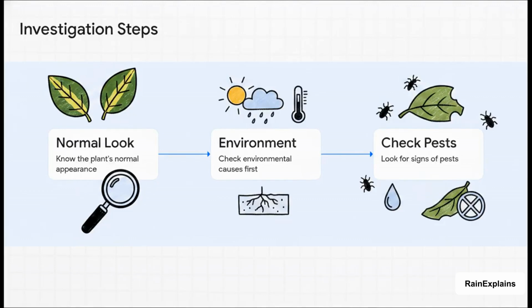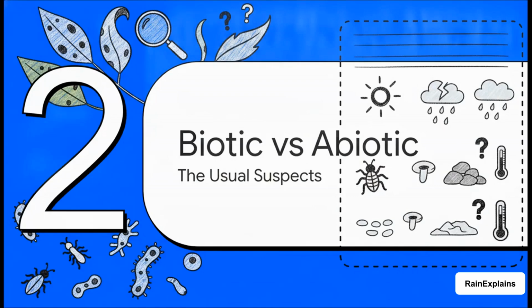If you don't know that's normal for your specific plant, you might diagnose a perfectly healthy plant with some terrible virus. Once you know the baseline, step 2 is strictly checking for environmental causes like temperature, drought, or soil conditions. You always do this before you ever move on to step 3, which is looking for pests.